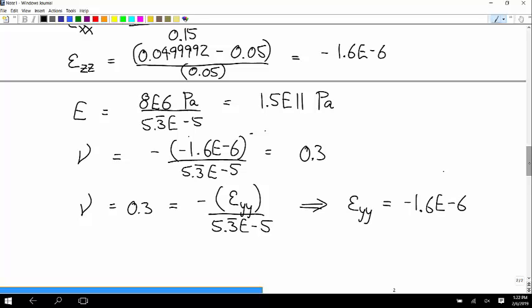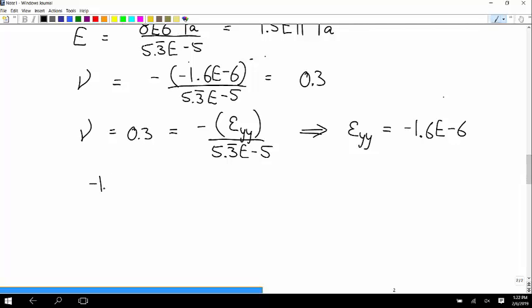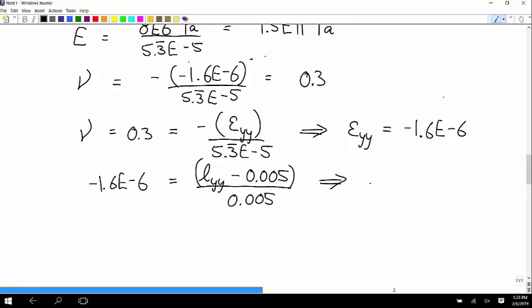Okay. And that says that negative 1.6 times 10 to the minus 6 is equal to the deformed length of the thickness, so Lyy, minus the original thickness, 0.005, divided by the original thickness. Can someone do that algebra for me and tell me what Lyy is?